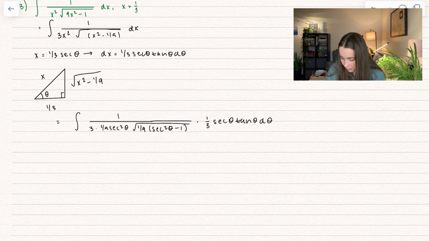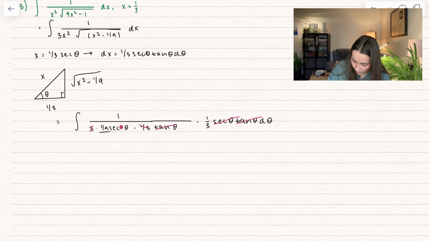Once we start getting comfortable with this, you can start skipping some steps, because that is equal to tangent squared of theta. And we can take the square root of both of those. So that's going to be times 1/3 tangent of theta. And now we can see what cancels out. So this 3 can cancel with the 1/3, so we're left with that 1/9. And then let's see, we have one of these secants cancels out in the numerator, and this tangent cancels out as well. So let's go ahead and rewrite this.